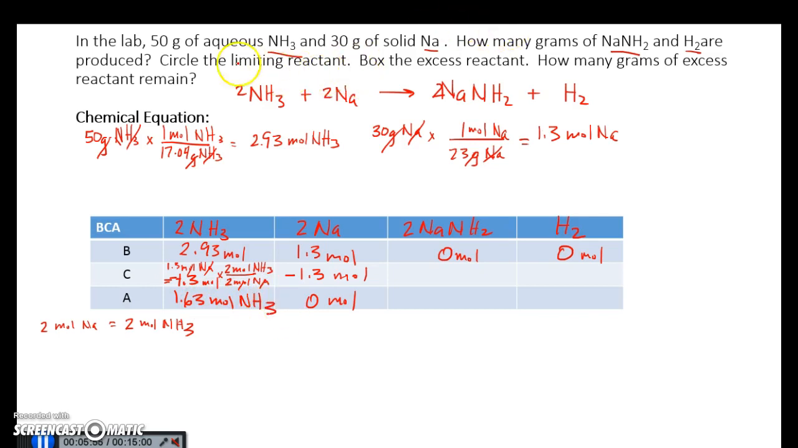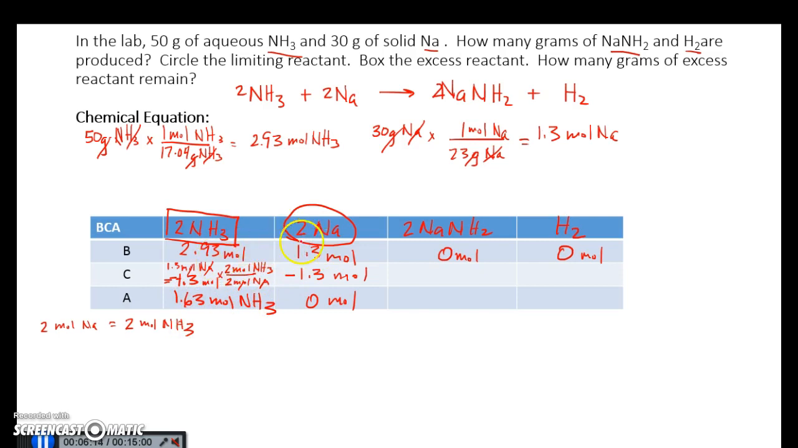So we were able to accomplish a couple of things. First of all, we figured out what our limiting reactant was. That's this one, so I circled it. I figured out what my excess reactant was. That's this one over here. And I realized that I had 1.63 moles of excess reactant.